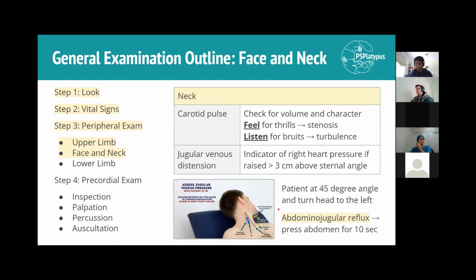And one way that you can get the internal jugular to pop up a little bit better, if you can't see it, is to bring in the abdominojugular reflux or reflex. You press the abdomen, specifically the liver region, for about 10 seconds. What that's theoretically supposed to do is cause a backflow of venous blood, forcing it up to the right atrium, and then therefore up to the IJV. So that's what you do with the jugular vein.